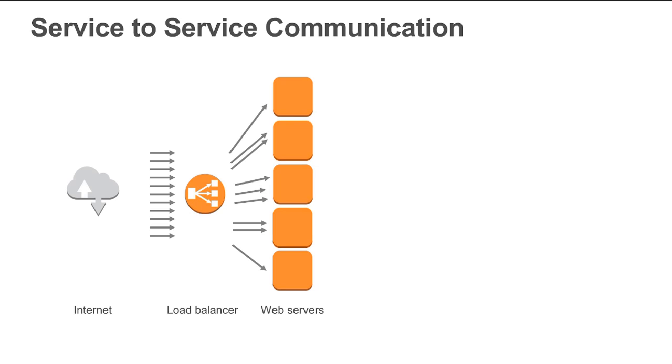Okay, let's look at how using a queue can help in your software architecture. Let's imagine a hotel booking service. You have a website, the customers are connecting through the internet, the calls go through a load balancer, and the calls go to a fleet of web servers handling your traffic.